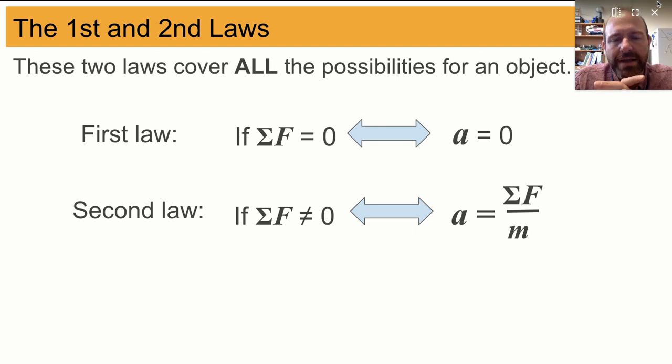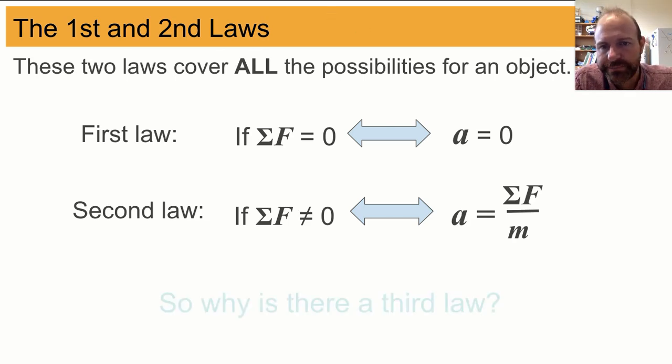So the first and second laws together cover all the possible motions or causes of motion for an individual object. If the net force is zero, it doesn't accelerate. If the net force is not zero, then it does accelerate or change its motion.